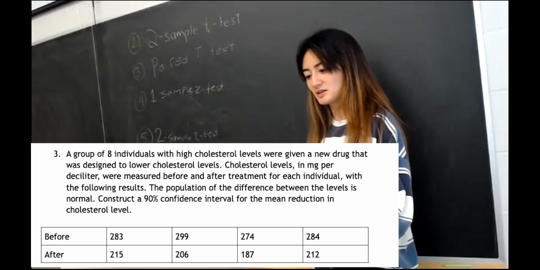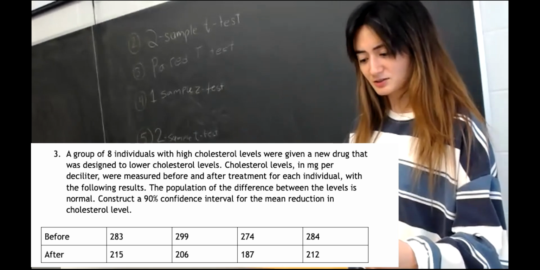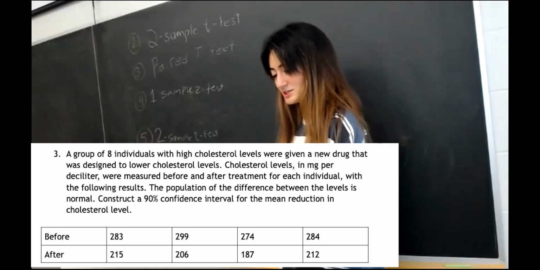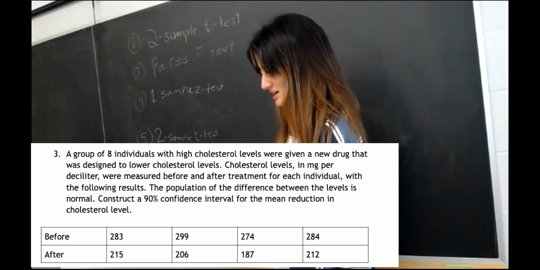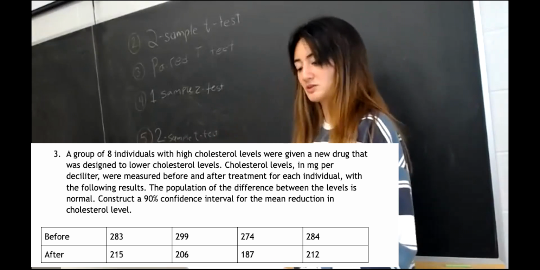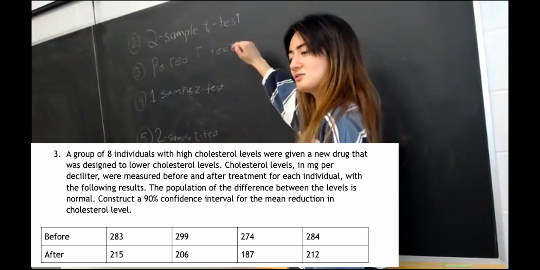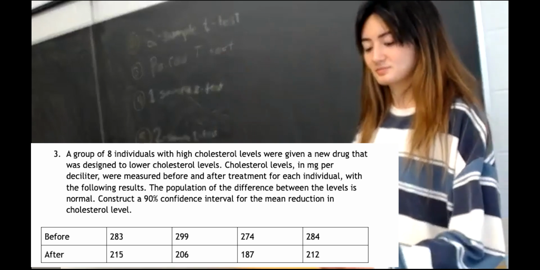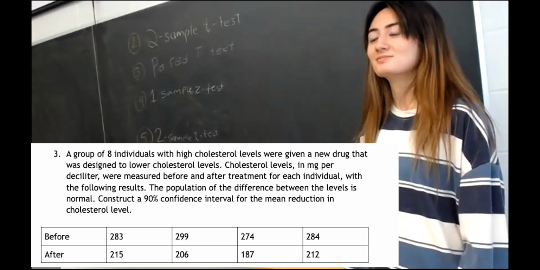We had a group of 8 individuals with high cholesterol levels, and I know it says 8. It looks like there's only 4 individuals. That's okay. We're not actually doing this question, so it looks like I didn't put too much effort into changing the question. But it seems like they did it before and after with these 4 individuals. Who brought up number 3? Javen, do you want to explain how you got paired t-test? Looked at before and after. Mhm.